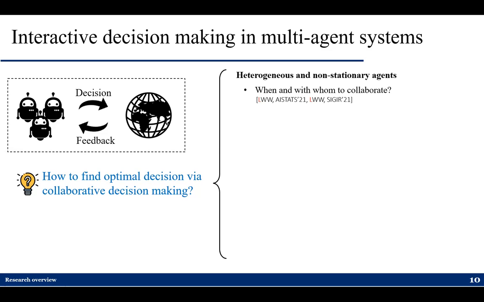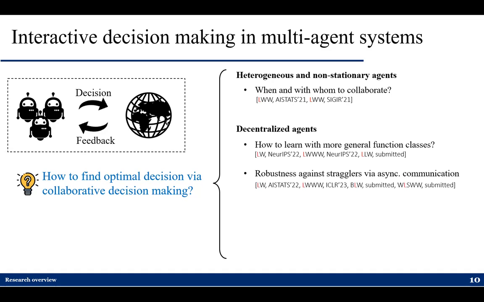As an answer to the challenges mentioned in the previous slide, my research considers how do we find the optimal decision via this collaborative decision making in different situations. The first one, as we mentioned, the tasks solved by the agents can be different and they can change over time. So they are heterogeneous and non-stationary. In this case, we designed algorithms that identify which agents are solving related tasks in a dynamic manner and let them collaborate in this online environment.